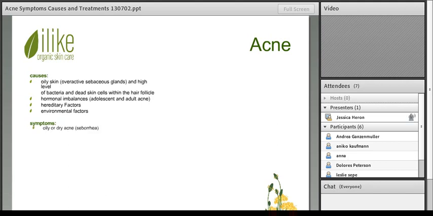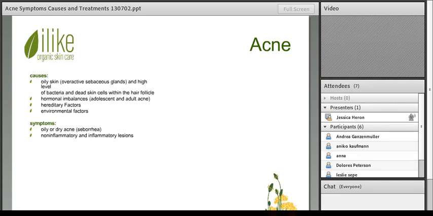Environmental factors, environmental stresses like the sun, heat, and humidity, just to name a few. Some of the symptoms that we notice are oily or even dry acne, like seborrhea conditions. And a lot of times with seborrhea, we know inflammation also comes into play. Inflammation is kind of what eggs it on, the oily skin plus the inflammation making the condition worse.